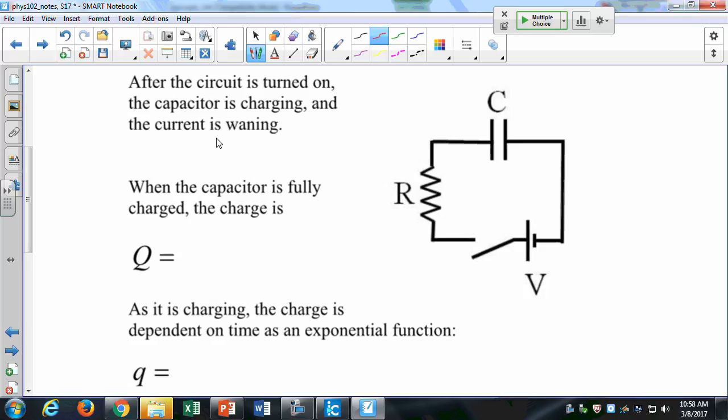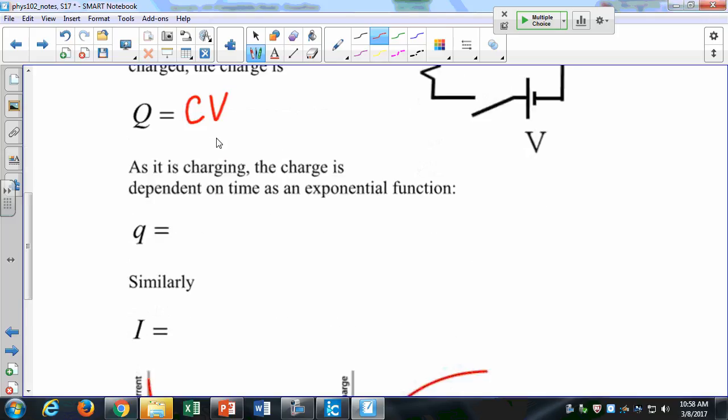Now when the capacitor is full, the capacitor says, whoa, no more current. I can't take any more charge, and so it will stay with a steady state. Now when that capacitor is fully charged, the charge is equal to Q equals CV. We've seen that. That's like the maximum charge that you can have on that capacitor. But as it's charging, the charge is given by this exponential function.